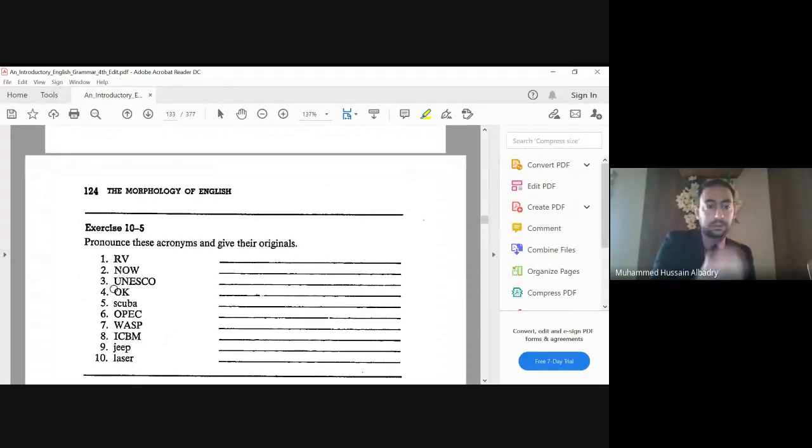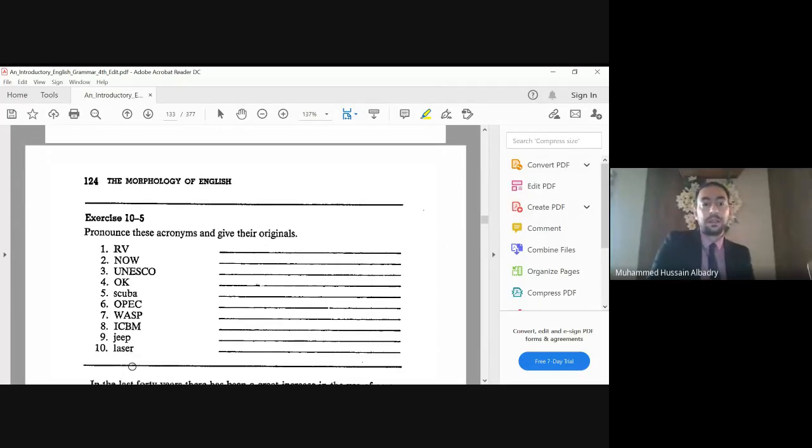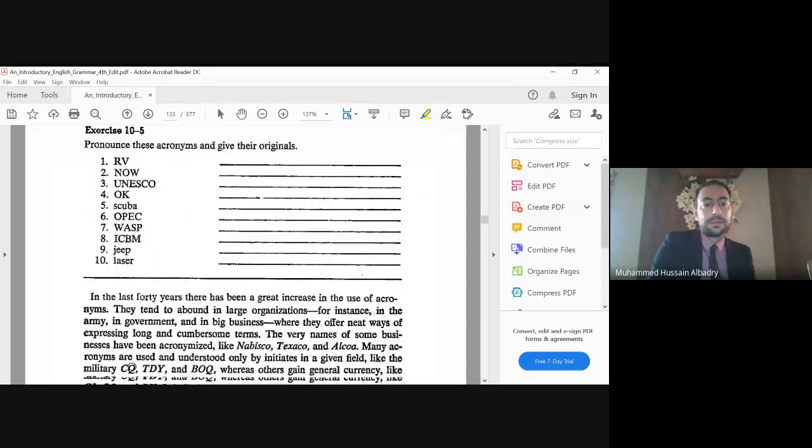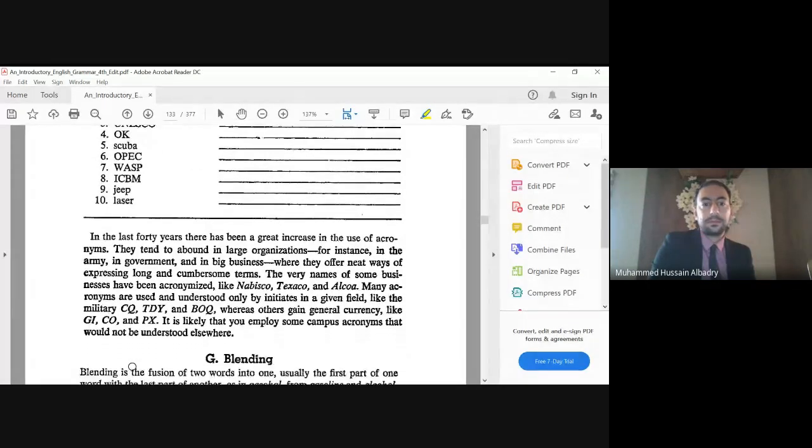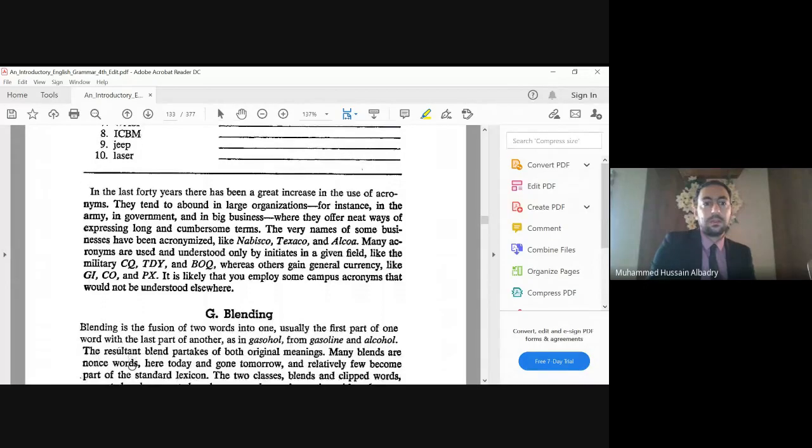UNESCO, you see? Okay does not mean okay. Check it and see what is okay. سكيوبا، أوبك، تعرفون منظمة تصدير النفط. WASP, ICBM, Jeep, laser, okay, BMW, for example. All these are acronyms. Here that in the last 40 years there has been a great increase in the use of acronyms. We have a lot of acronyms nowadays.